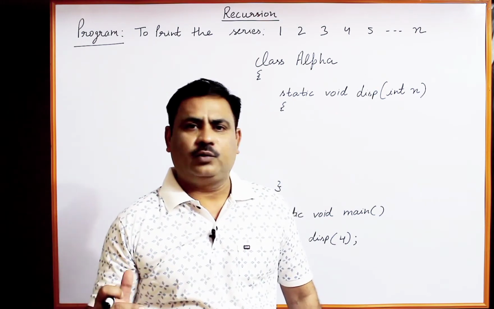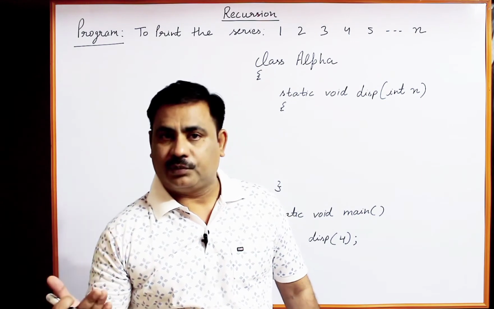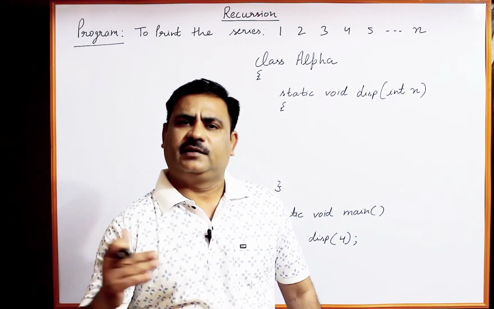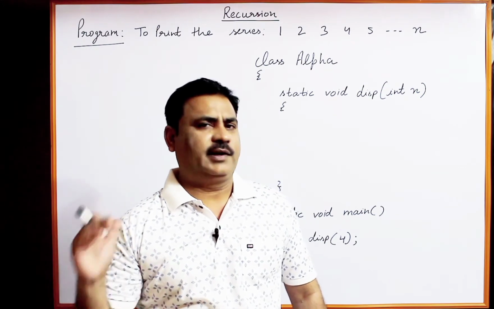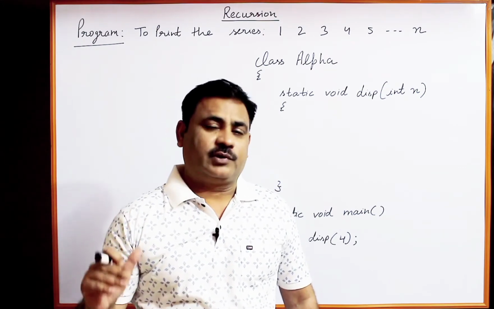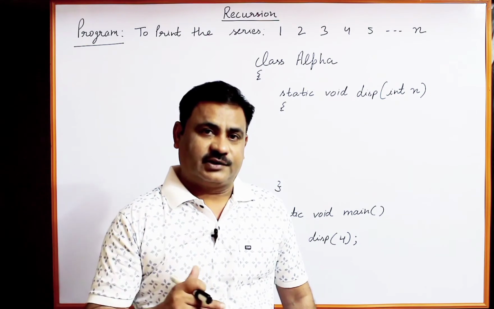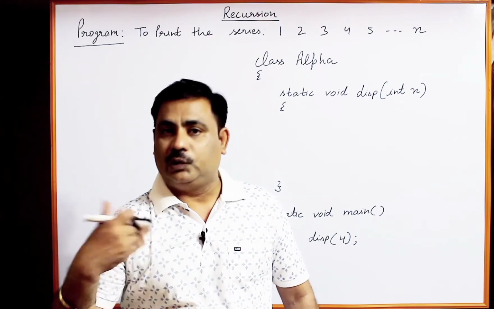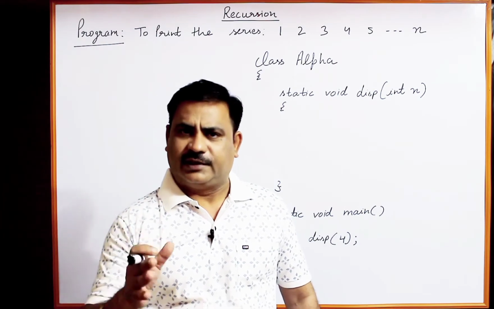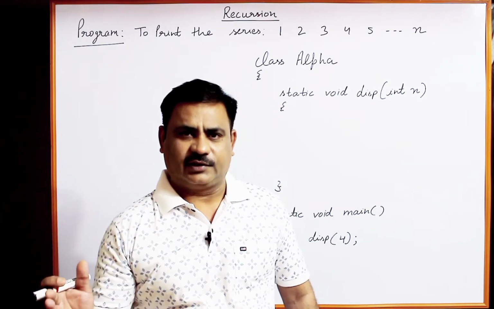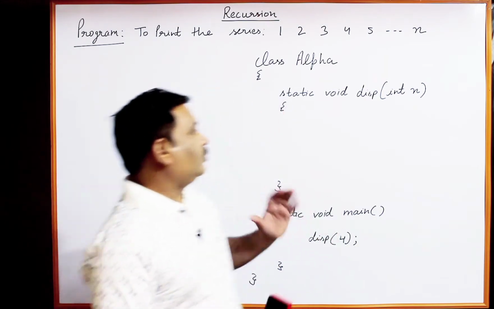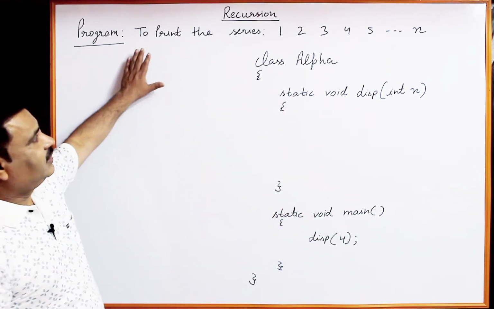The same thing we can do with the help of loop iteration. Just a simple for i equal to 1 to n, and within the block you can print the value of i. The same program we will make with the help of recursion. Recursion also does the work of a loop. There is a difference between recursion and iteration that we will discuss later on. But today, the first program: how to print the series.